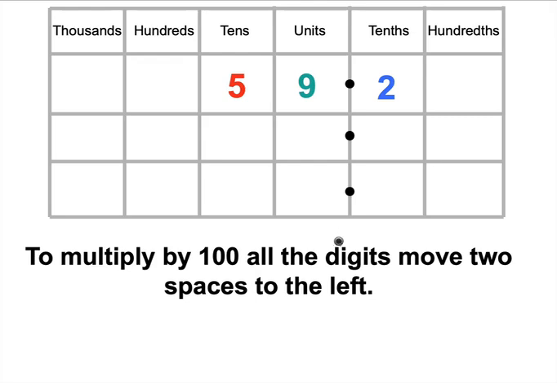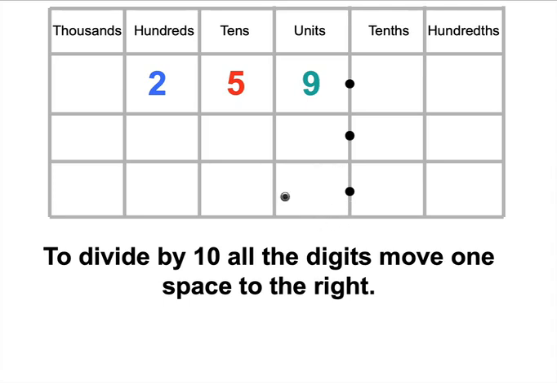When we multiply by 100, the same thing will happen. This time the digits move 2 spaces to the left. So the 5 will move 1, then 2. The 9 will move 1, then 2. Then the 2 tens will move 1, then 2. So we still have this gap here before the decimal point. We have to put a 0 to place hold. So 59.2 times 100 equals 5,920.